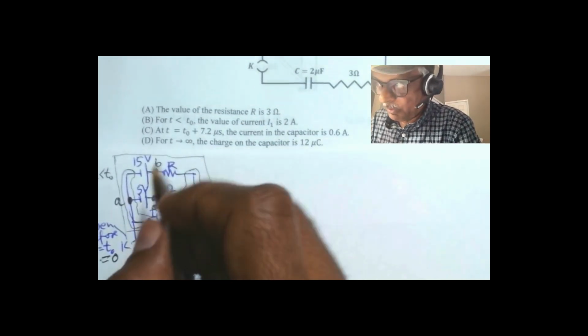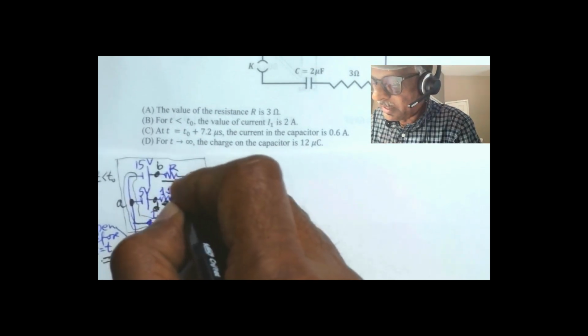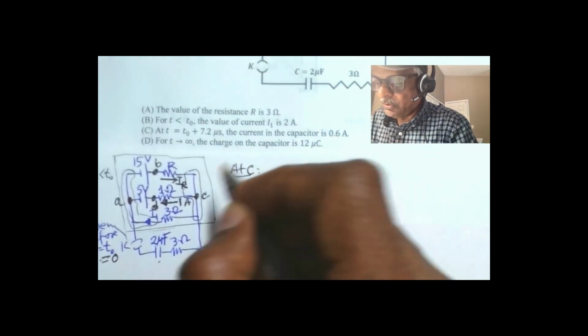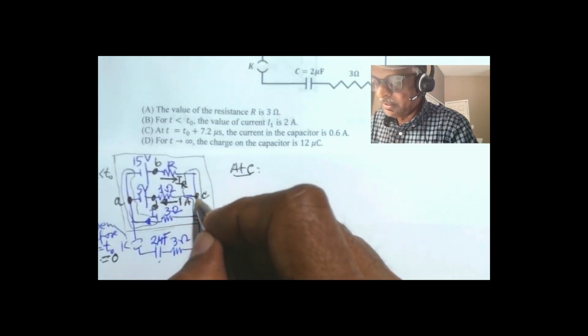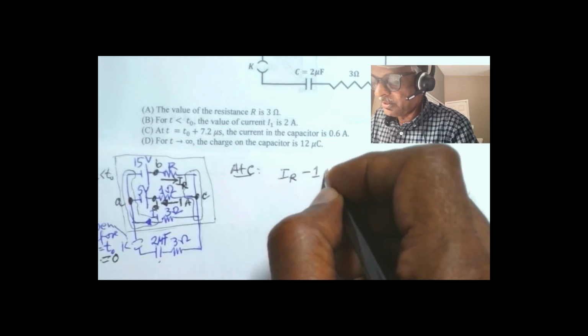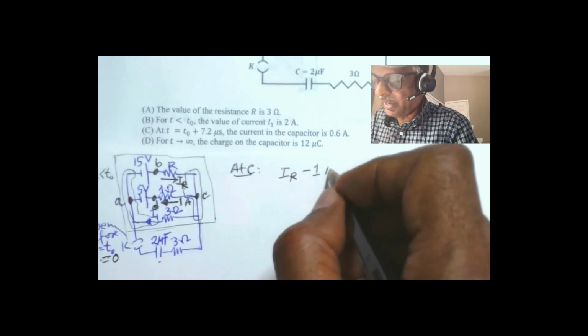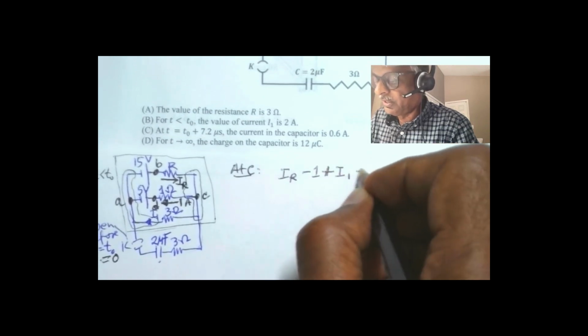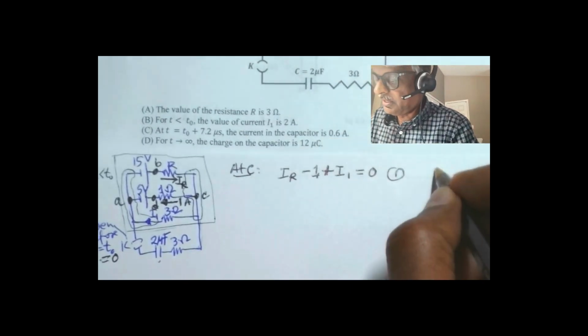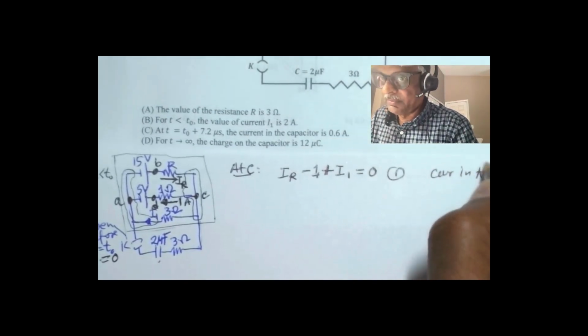If you want to, we can choose this to be IR. So at C you have IR coming in, 1 amp going out, and I1 going out. IR coming in, 1 amp going out, plus I1 going out. That should add up to 0. So that's one equation, with the current in amps.